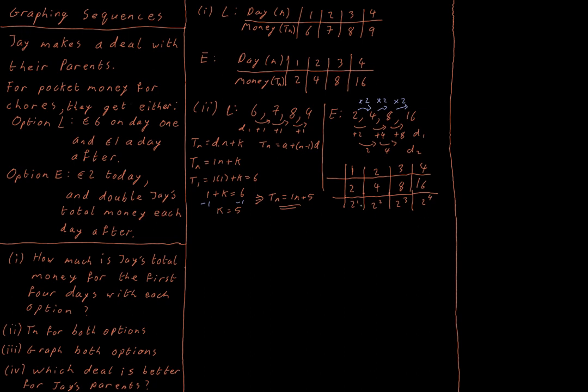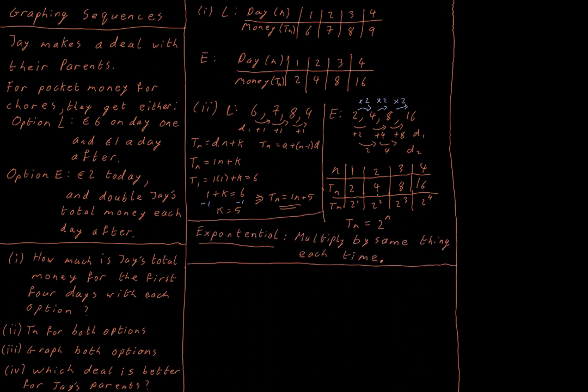Now, can we see a connection between these two things? Perhaps we can. The rule for this pattern is, if we see our value for n is here, and this is our value for Tn, can we see that the value for n is the power on the 2? So our pattern is just 2 to the power of n. So this is called an exponential pattern.